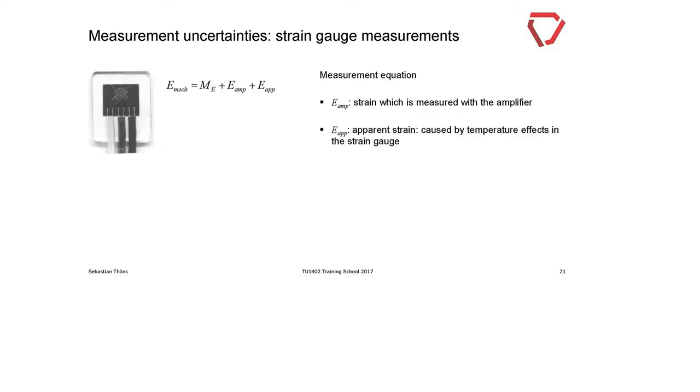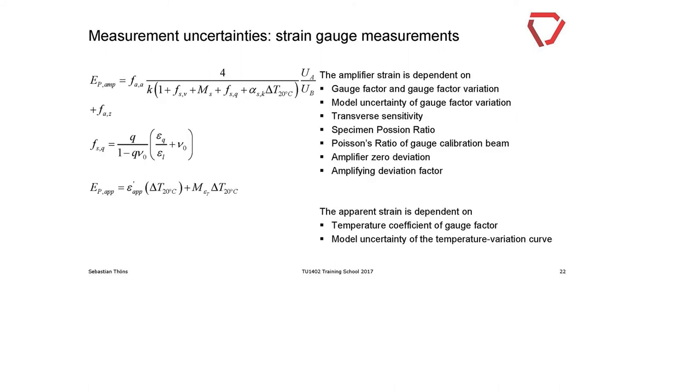the model uncertainty for the amplifier strain, and this is the apparent strain. And the apparent strain is caused by the temperature effects in the strain gauge. So this could be a process equation, and so that's the amplifier strain. It can be described like this.